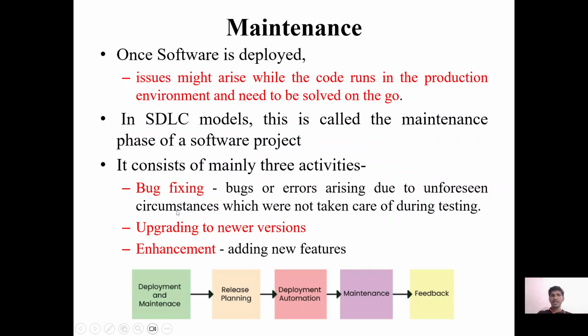Normally this includes three activities. One is bug fixing, that is, the user's errors will be fixed. Then we will be upgrading to the new version, and then we have the enhanced version. All of this will be based on the feedback received from the customer. So this is called the maintenance phase.